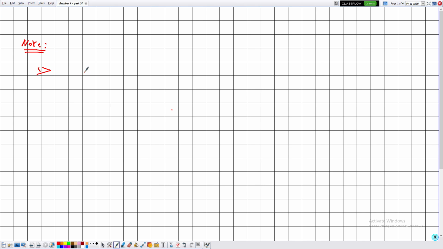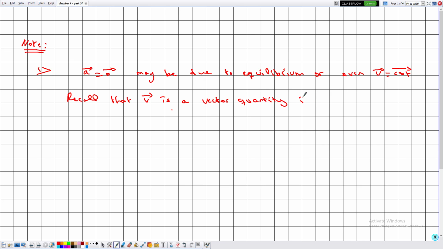Note number 1, as we have said previously, is that a equal to 0 may be due to equilibrium, or even v equal to a constant. Recall that v is a vector quantity, it must be constant in both direction and magnitude. And as we have said previously, the variation in the direction of v causes the normal acceleration.